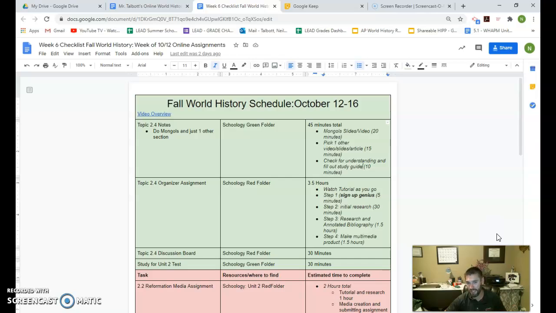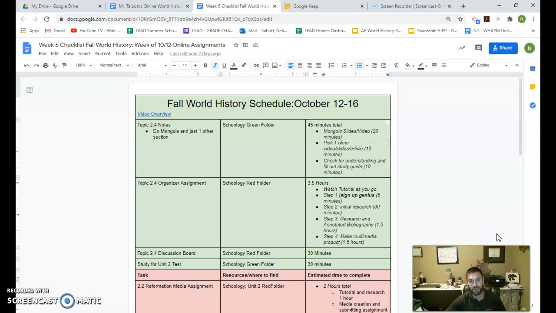Make sure you're participating in the discussion board at the end of this week. Those are all great things that are going to be helping you along the way. With each assignment, always remember there is a tutorial video. And with this week's assignment, it's a fairly long assignment. Again, I really hope you've had a chance to start it already. If not, make sure you're doing that Sign Up Genius as soon as possible so you get the topic that you want.